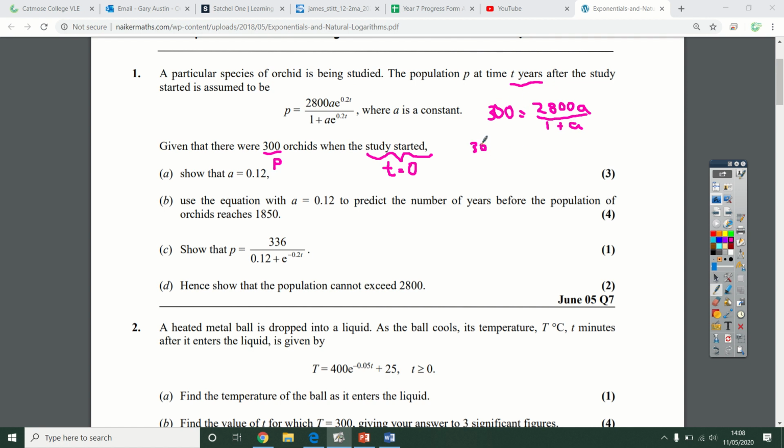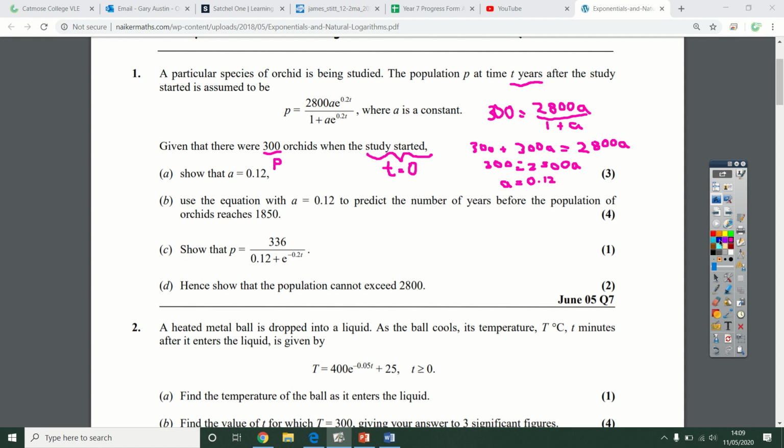So 300 plus 300a is 2800 times a. Subtract, divide, so 300 is 2500a. And then when you divide those, you get 0.12. Okay, that's 3 marks worth for the first question.